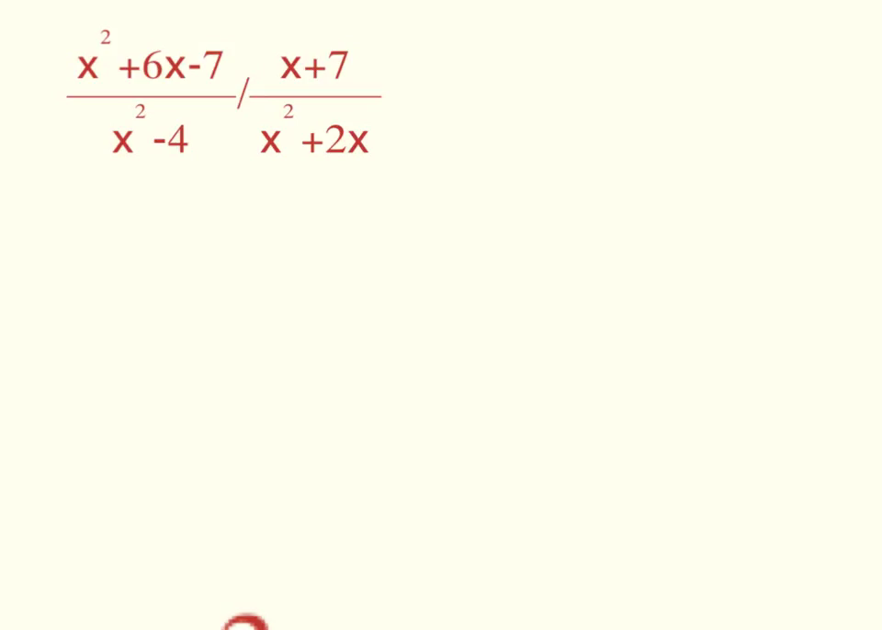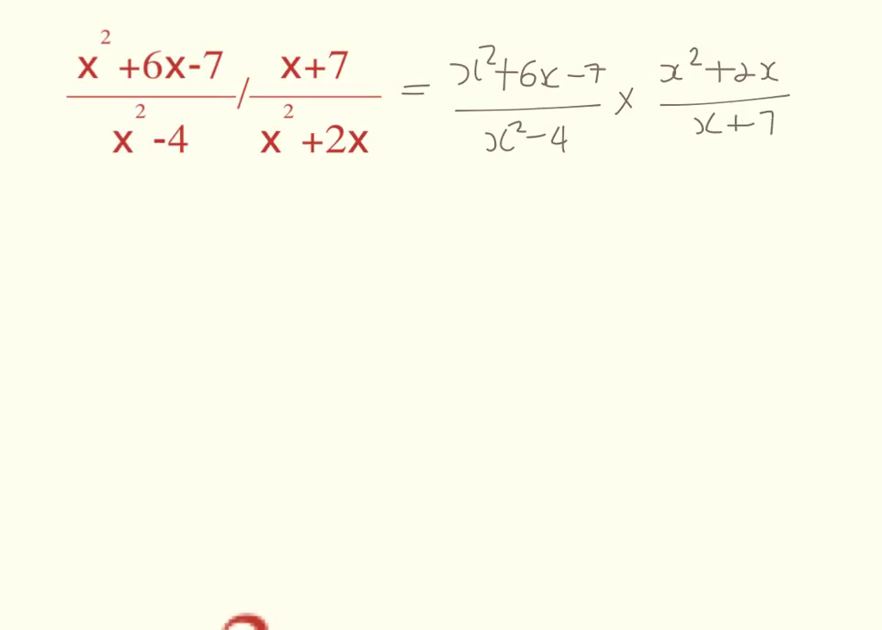So we'll do quite a few things in one go. The first job, let's keep things the same first. So x squared plus 6x, let's try and make this look a little bit neater, plus 6x minus 7, all of that over x squared minus 4. Change that to multiply and flip things over: x squared plus 2x all over x plus 7.